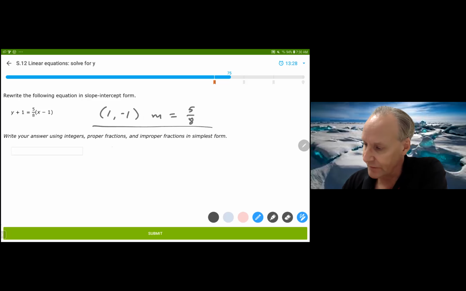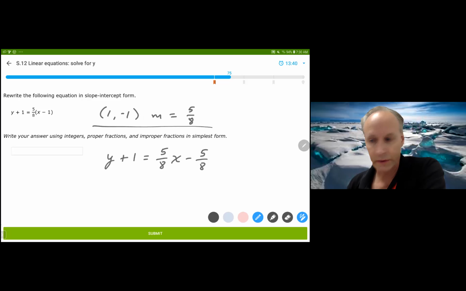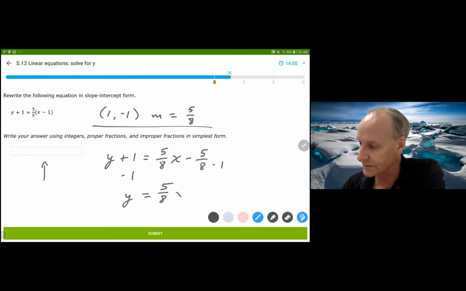Of course, we're going to distribute our 5/8. We get y plus 1 is equal to 5/8 times x minus 5/8. God, I sure hope I'm recording. I think I am. And the last step is to subtract the 1. Now, a lot of people are going to have trouble with this. Do not put negative 1 and 5/8, because if you put that into your IXL answer bar, you'll get it wrong. It's going to be 5/8 x, and we do want an improper fraction. This is minus 1, which is really 8 over 8, isn't it? And that's minus 13 over 8.